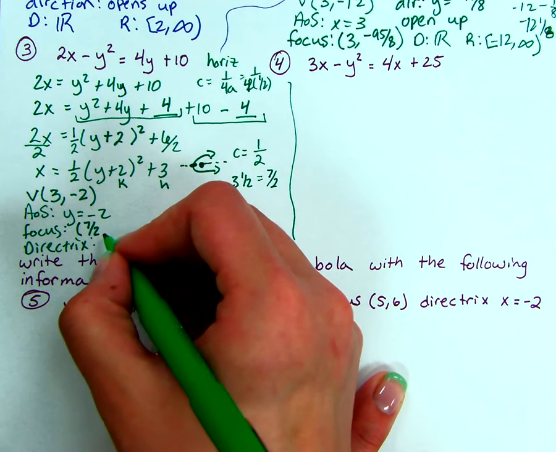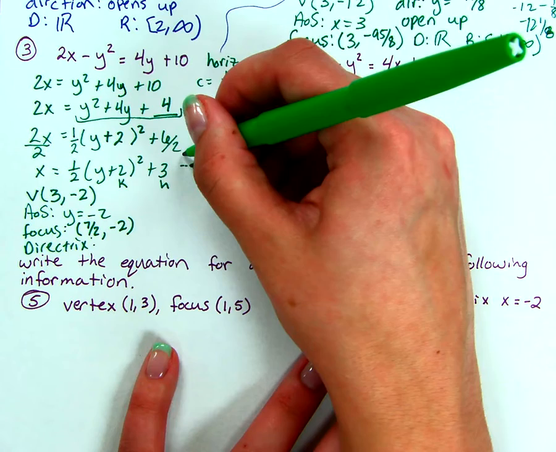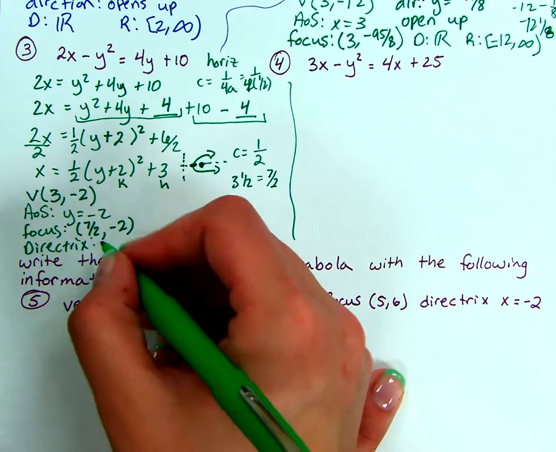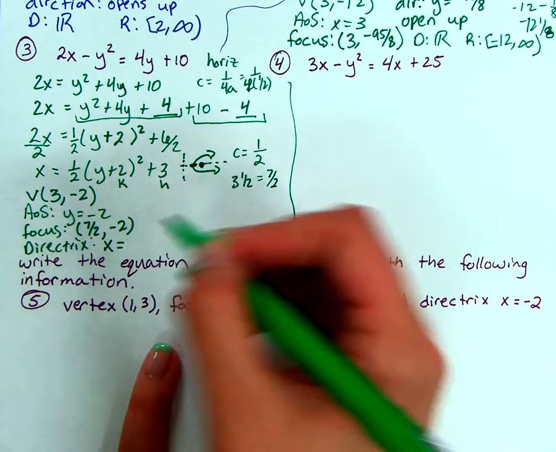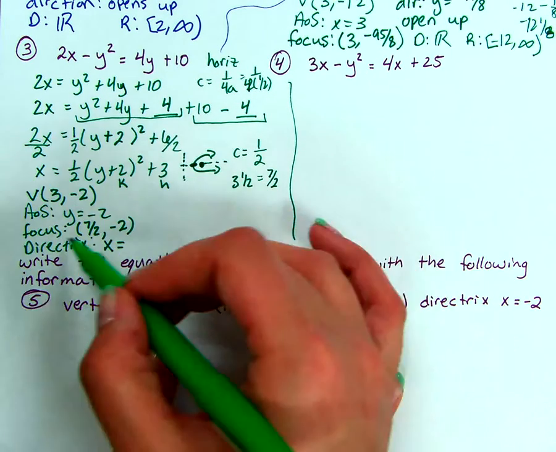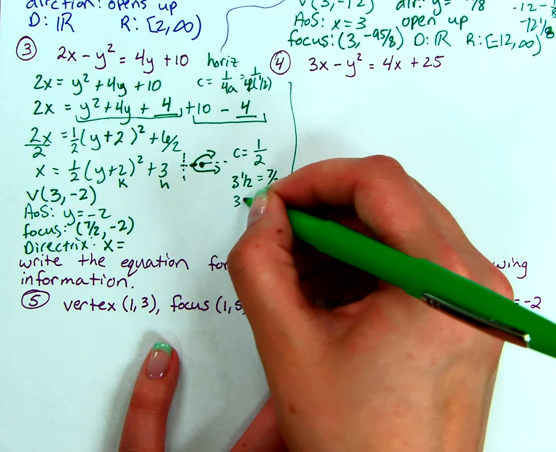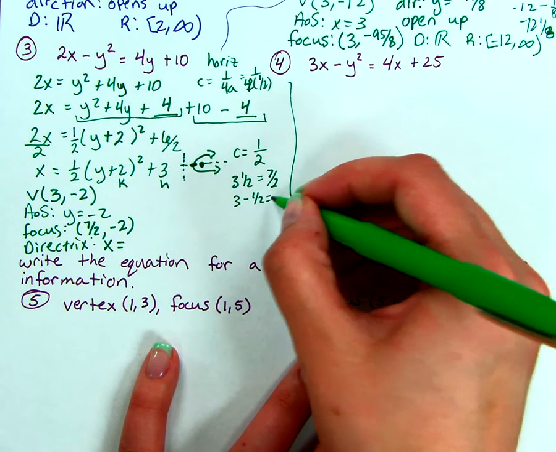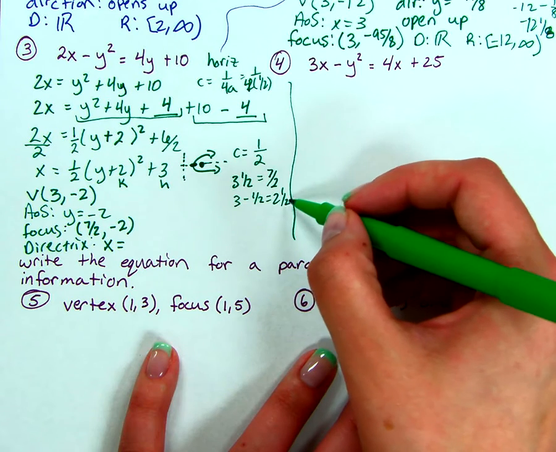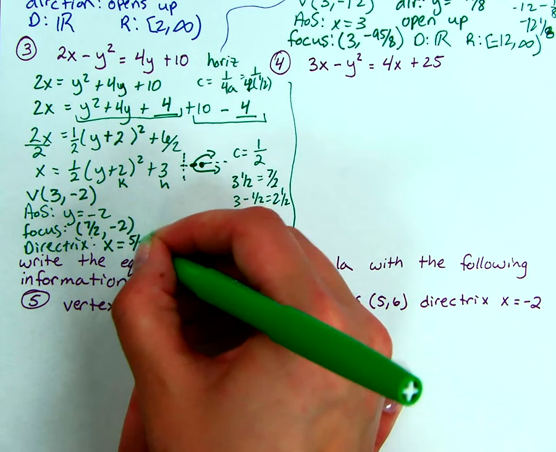And then the y value of the vertex is going to stay the same, so -2. And then for the directrix, that's going to be behind our vertex, and it's a vertical line, so it's going to be in the form of x equals. And then we take the x value of the vertex, and we're going to subtract c from it. So we're taking 3 minus 1/2 this time, so that will give us 2.5. Again, if we change that to an improper fraction, 2 times 2 is 4, plus 1 is 5, so 5/2.